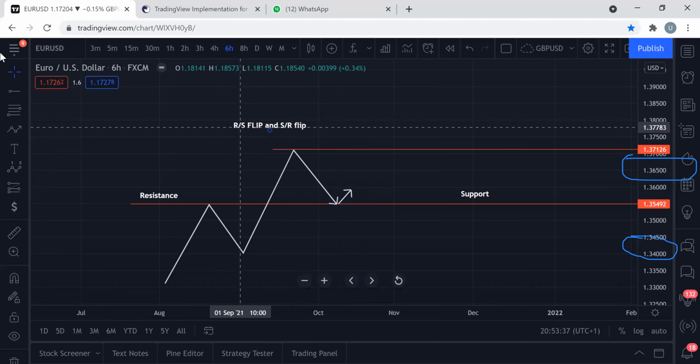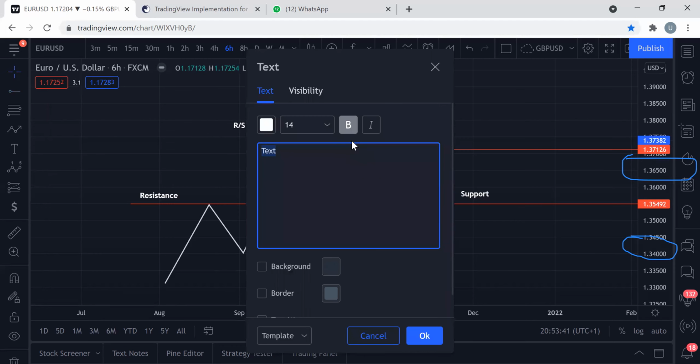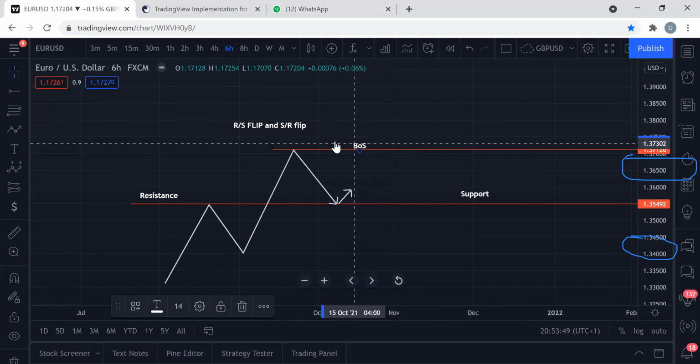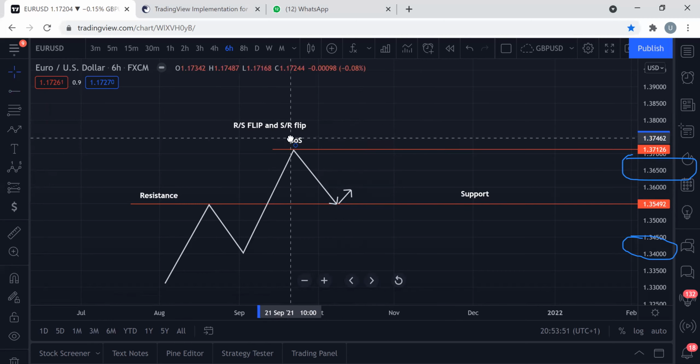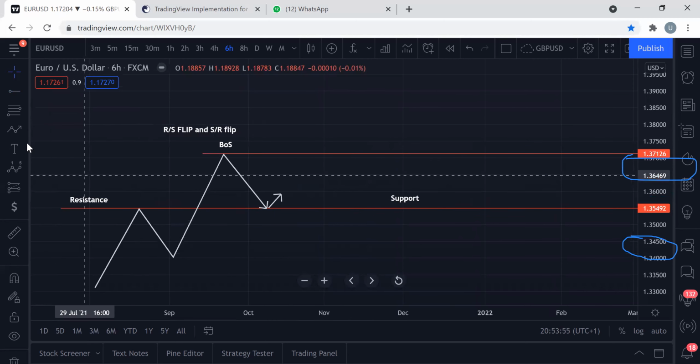Wait for break of structure here. There's something we call break of structure, but because I've not taught market structure, it may not be easy to understand, but just take it anyhow you get it. You wait for a break of structure here. We call this place break of structure. Now, why do we call it break of structure?